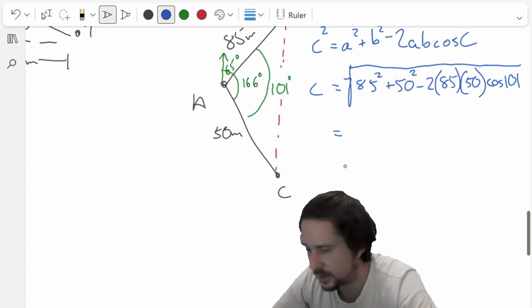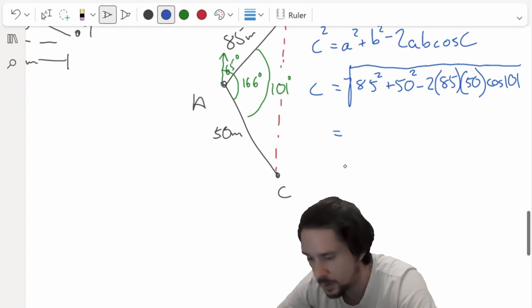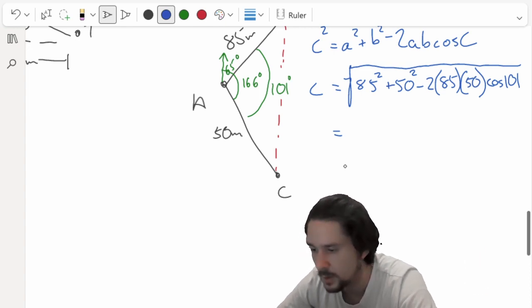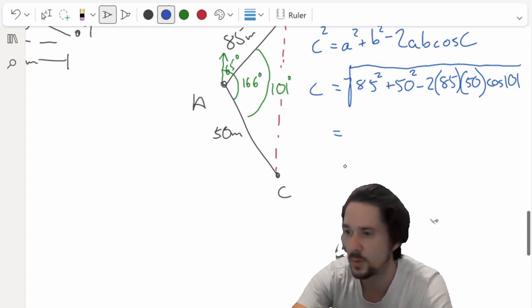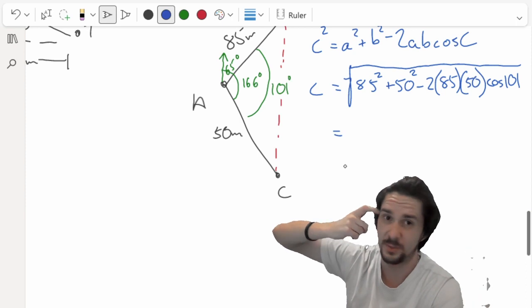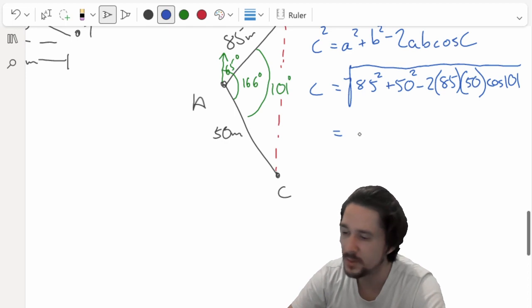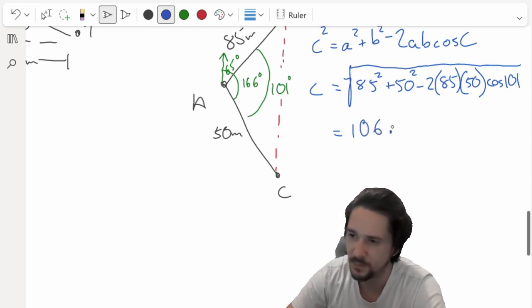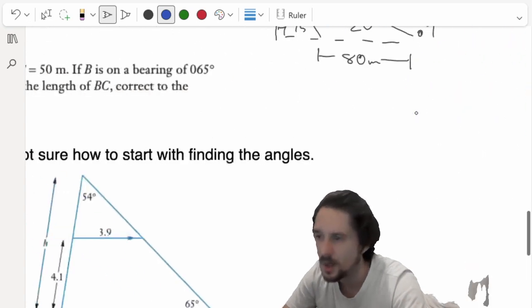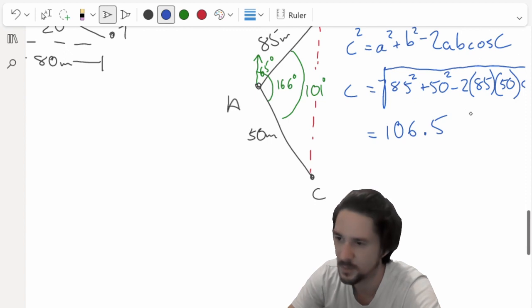Square root of, chuck in some brackets, 85 squared plus 50 squared minus 2 times 85 times 50 times cos 101. And I get 106.52. And based on the lengths of those, this is what I call an idiot check. We do this a lot in physics. We're like, does this sound reasonable? I think it does. Correct to the nearest meter, that's going to be approximately 107 meters.